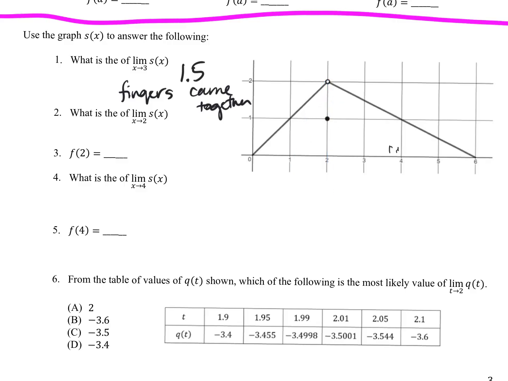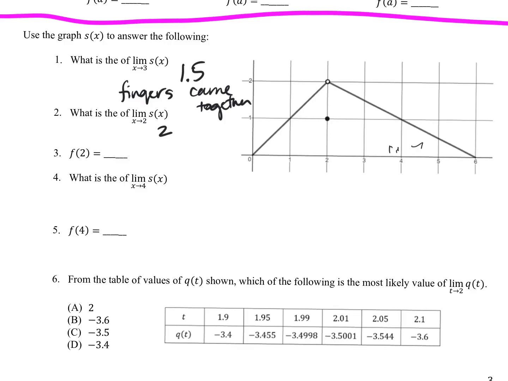Okay. At 2, the limit as x approaches 2. Are your fingers coming together as x approaches 2? Did my fingers come together? Yes. At what value? We get uncomfortable with that because you're like, but there's a hole. I go, I don't care. Did your fingers come together? And if they do, boom, it's at that value.